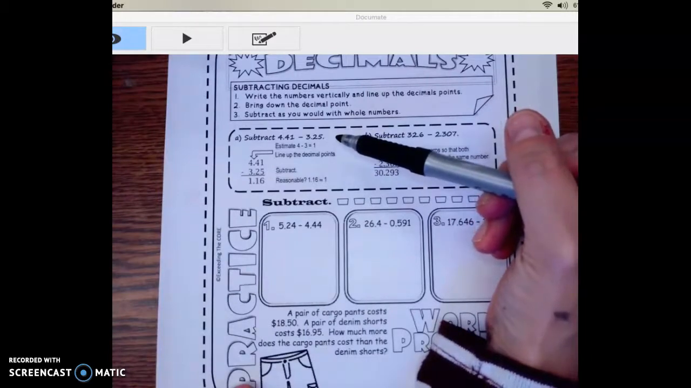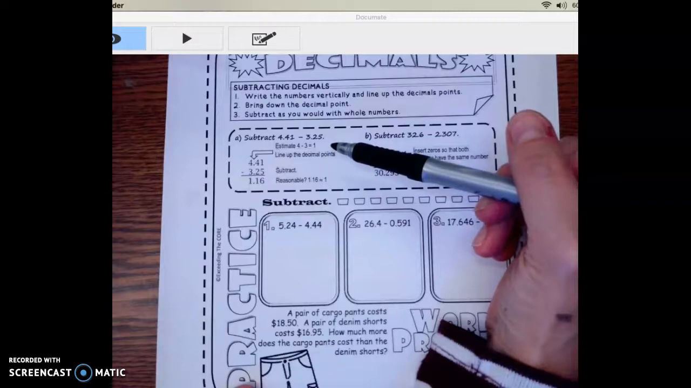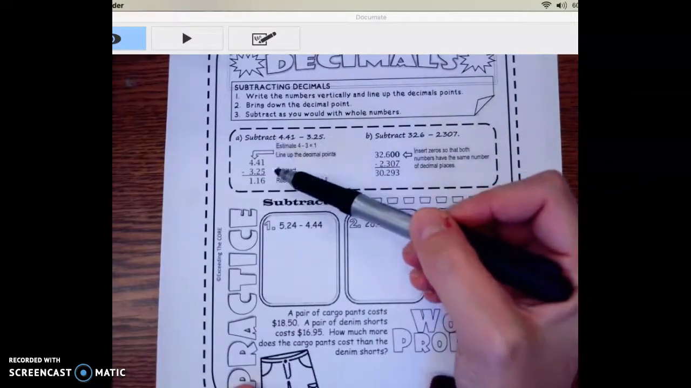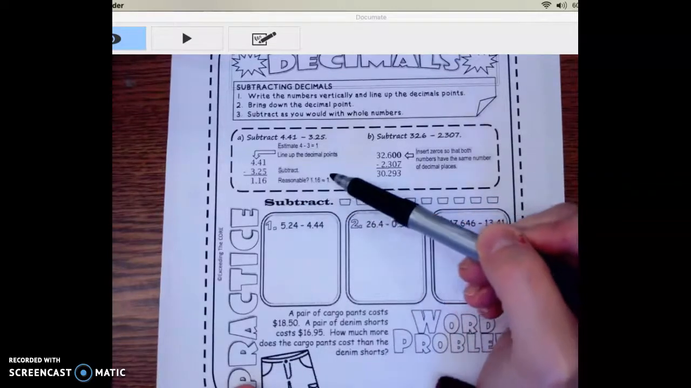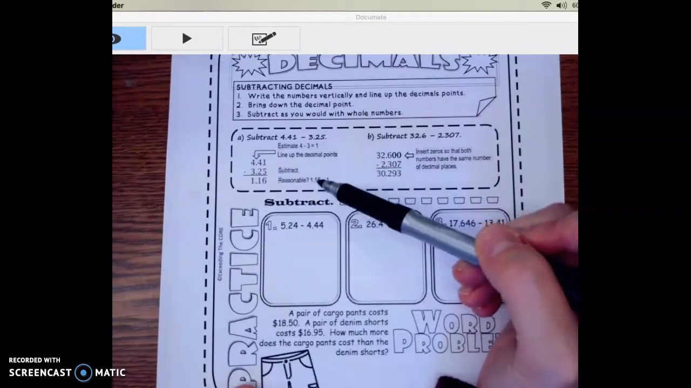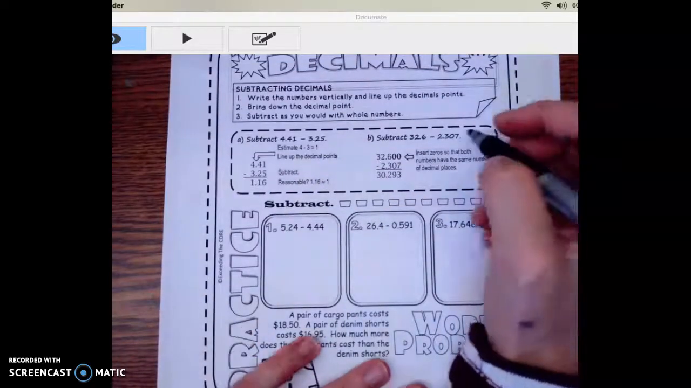This first example says subtract 4 and 41 hundredths minus 3 and 25 hundredths. First, I'm going to estimate. 4 and 41 hundredths would round to 4. 3 and 25 hundredths would round to 3. When I subtract 4 minus 3, I would get 1. Okay, they lined their problem up. They subtracted. They got 1 and 16 hundredths, and that was reasonable because it was very close to their estimating answer. So let's look over here at this second one.